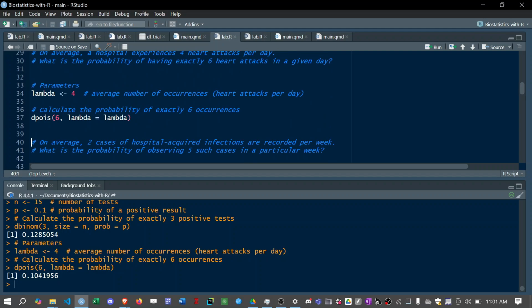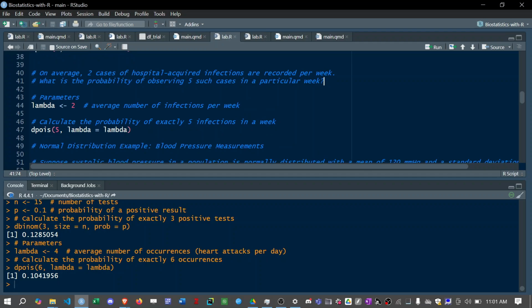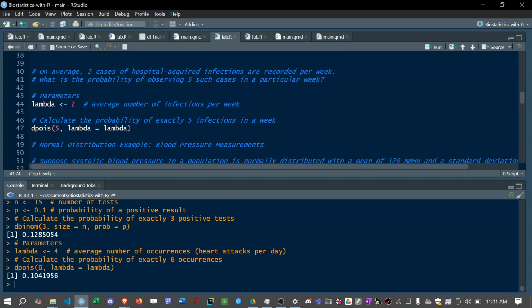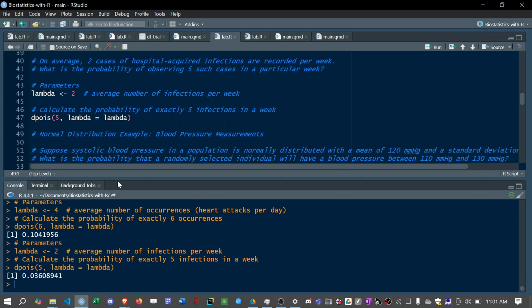So now the next one we have is: on average, 2 cases of hospital acquired infections are recorded per week. What's the probability of observing 5 such cases in a particular week? So let me give you some moments. Pause this video. What is your lambda? Lambda is 2, as you can see, and our random variable x is 5. So we're going to be giving these two values to our dpois function. You can see that the probability of observing 5 such cases in a particular week is 0.04.